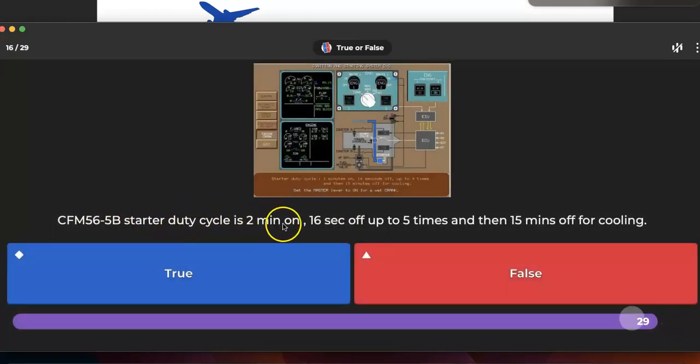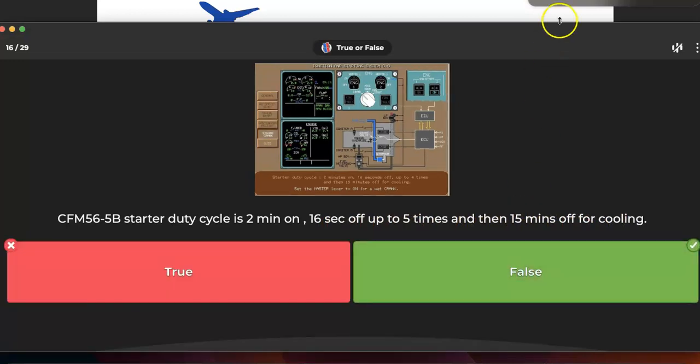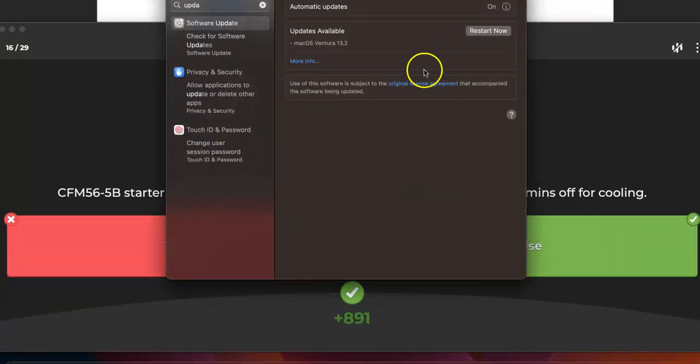CFM56-5B starter duty cycle is 2 minutes on, 16 off, up to 5 times, and then 15 minutes off for cooling. This statement is false.